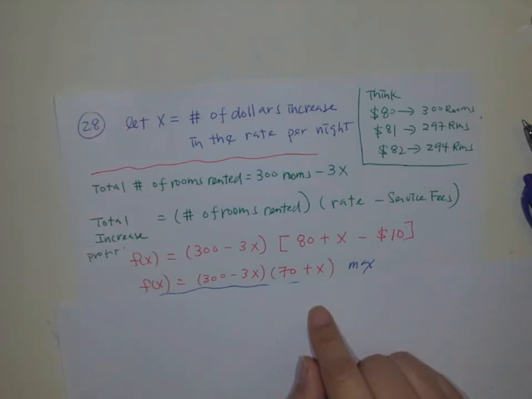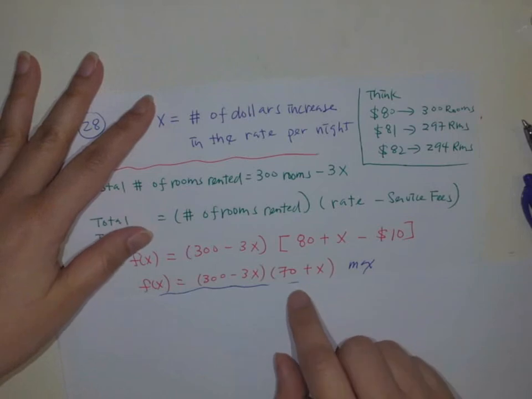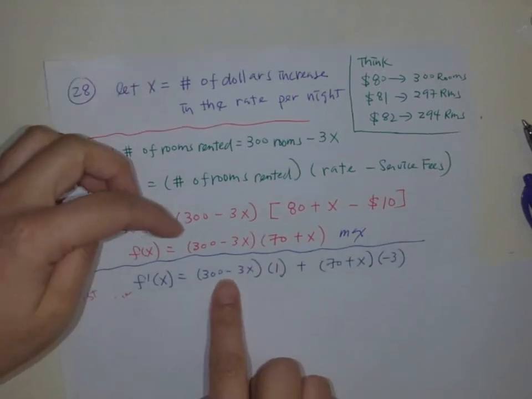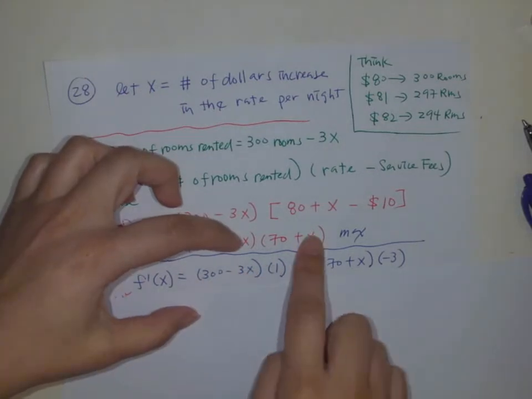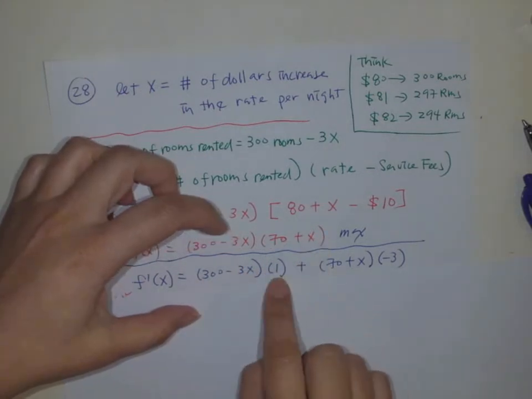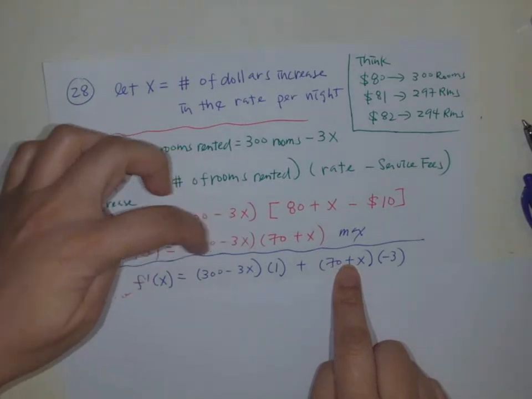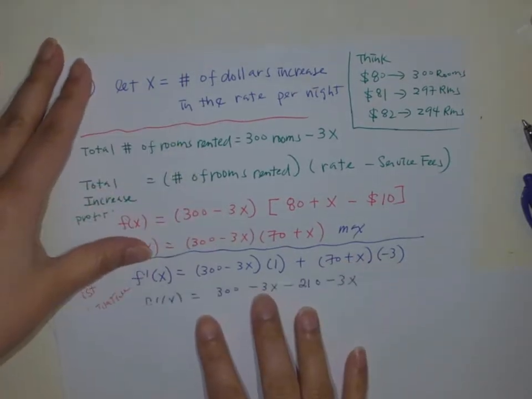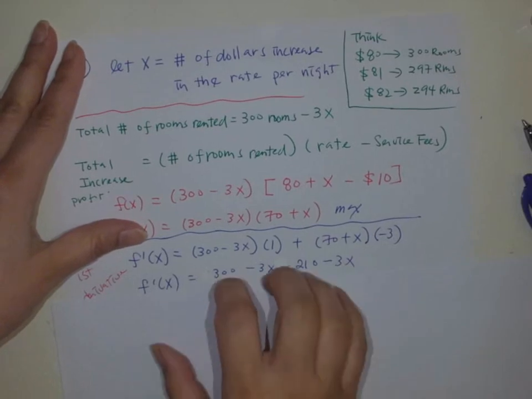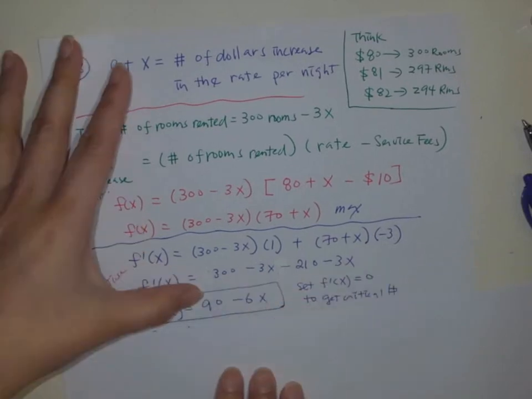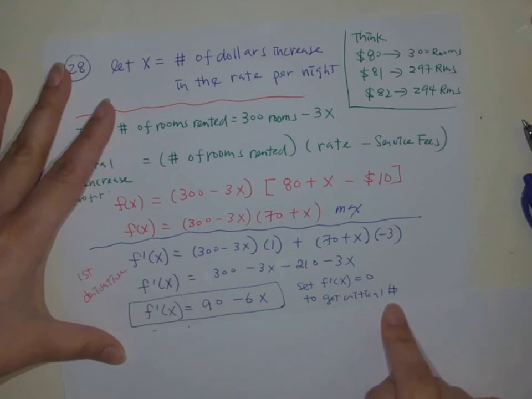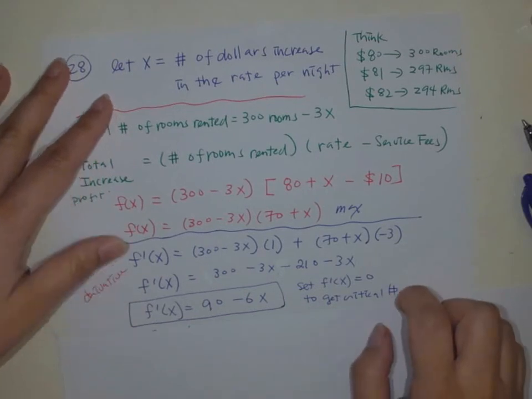For this one, I'm going to take the derivative with the product rule, because it's pretty simple. When I take the first derivative, write down the first term, take the derivative of that, this is 0, this is 1. Write down the second term, take the derivative of that, just -3. So it's not too bad. I distribute and combine like terms. So the first derivative equals 90 minus 6x. I set that equal to 0 and find the critical number.